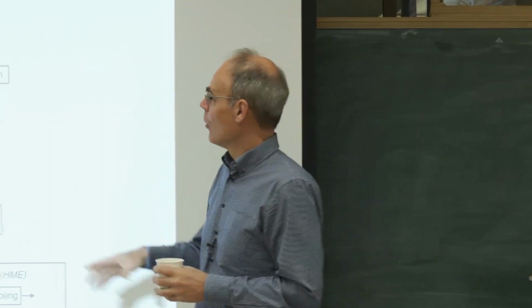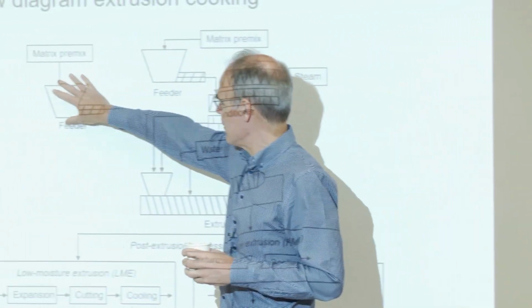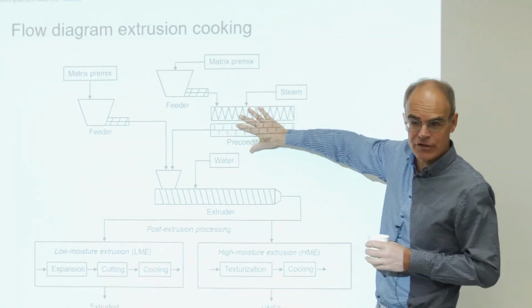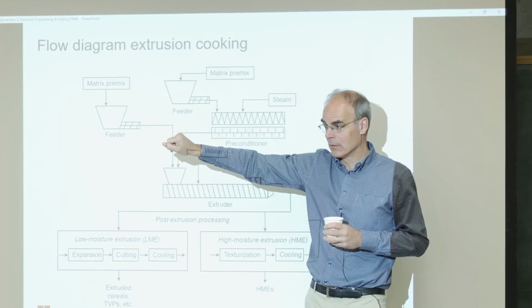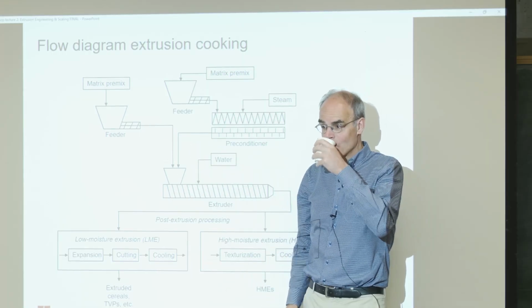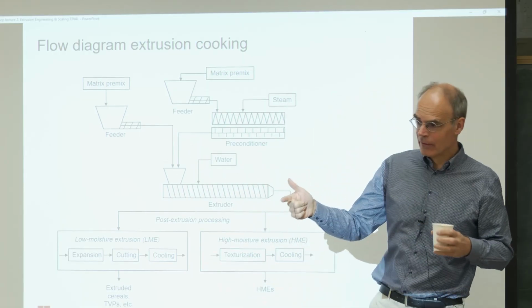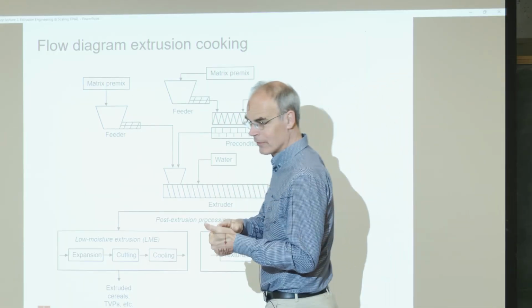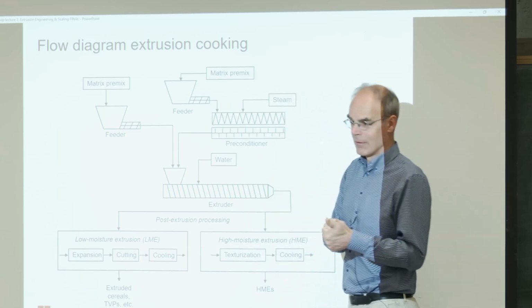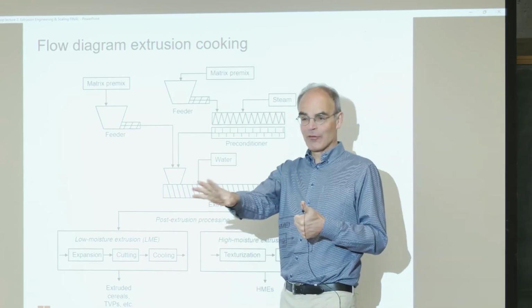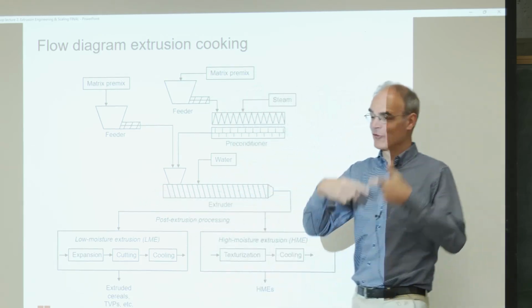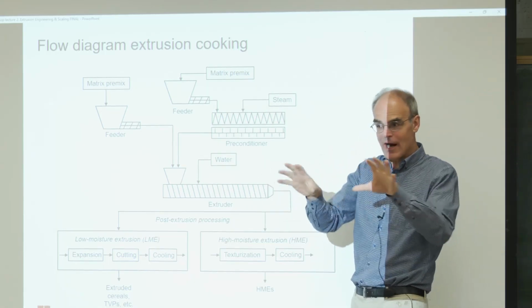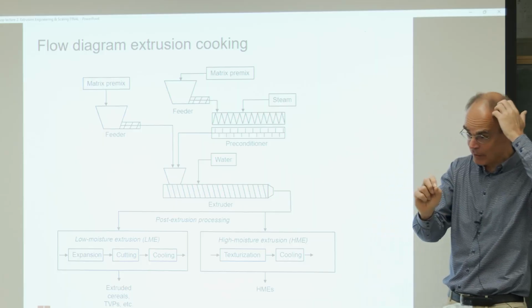So we have a matrix premix. We can run it either over a feeder or we can act the feeder into this preconditioner. What was this preconditioner doing? Hydrating and mixing, yes. A mixing of what? It's the mixing of the water in it. So I like your hydrating very much. So it's the mixing of water in the ingredient, and then that further hydrates the individual ingredient particles.